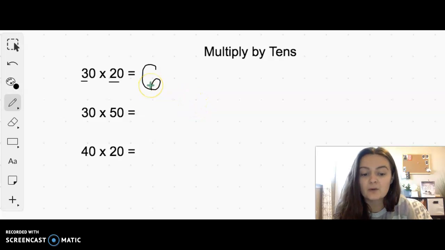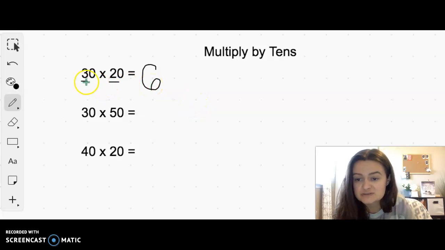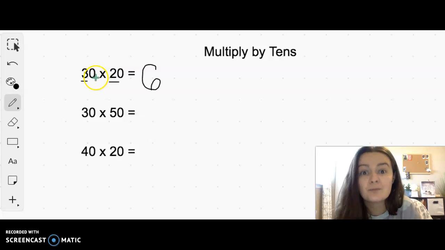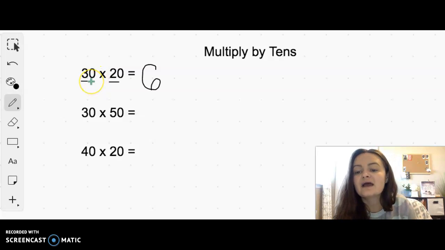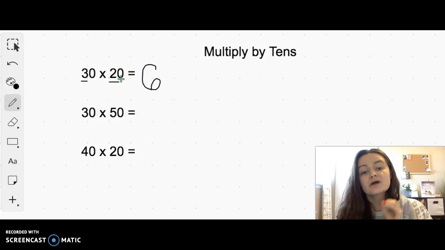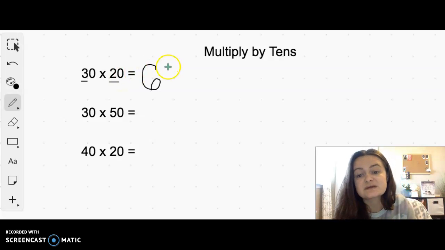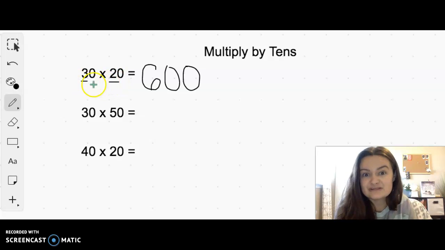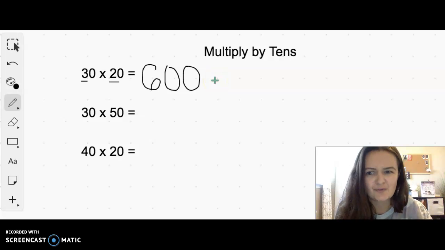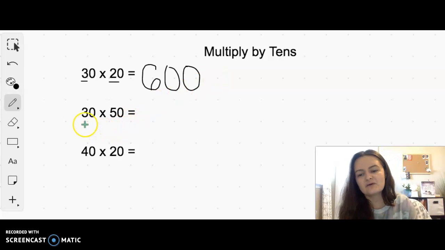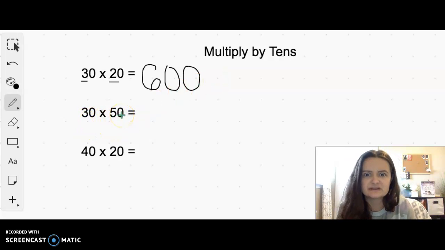When I'm done, I go back into my factors, and I count how many zeros are there. I have one here, and then another one here, so I have 2 zeros. What I'm going to do is take those 2 zeros and put them on the end of my 6. So 3 times 2 might be 6, but 30 times 20 would be 600. Let's try another one. Down over here, I have 30 times 50.